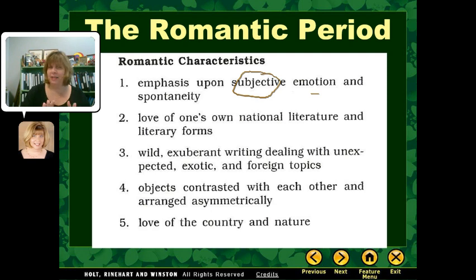And remember, Romanticism, when we're talking about literature, has nothing to do with hearts and flowers and people going on dates and all of that. It really does refer to this idea of looking at the world through a certain sensibility. A lot of Romantic literature also shows a love of one's own national literature and literary forms. There's often wild writing with exotic and foreign topics. Sometimes objects are contrasted with each other or arranged asymmetrically instead of symmetrically. And again, a really specific love of nature and the countryside.